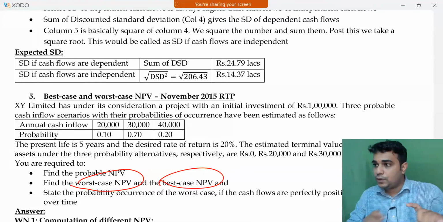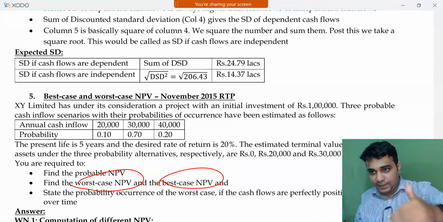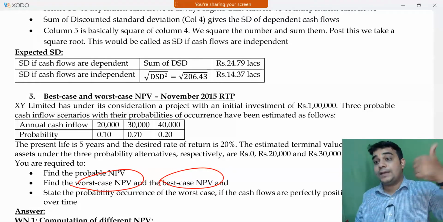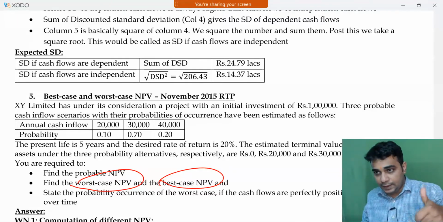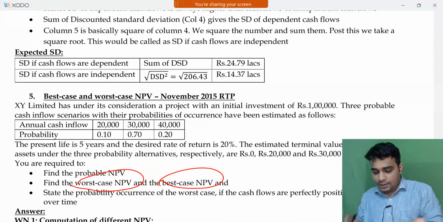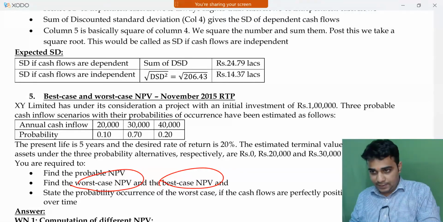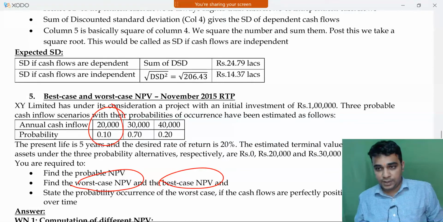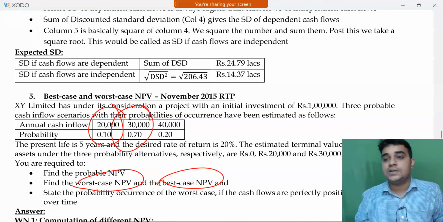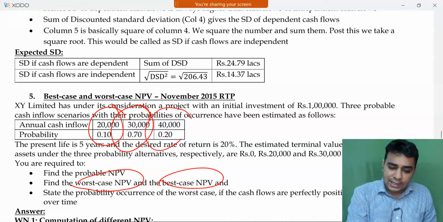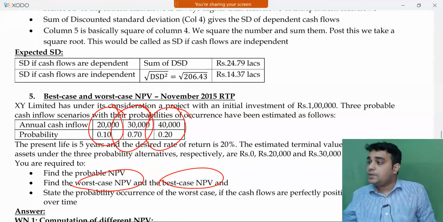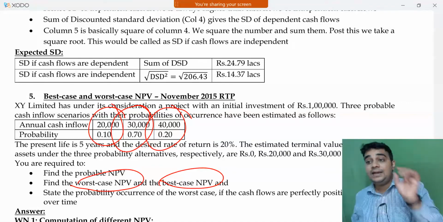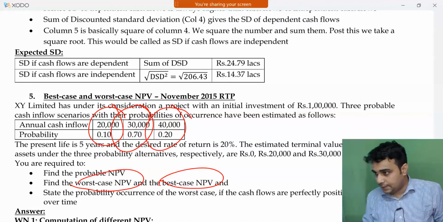If you remember, in question 1 they gave you different NPVs and different probabilities. So what we are going to do is convert this question like question 1. What is there in question 1? NPVs were given, probabilities were given. So first, you will calculate an NPV using this 20,000. Second, you will calculate an NPV using this 30,000. Third, you will calculate an NPV using this 40,000. Once you get 3 different NPVs, it becomes like problem number 1.